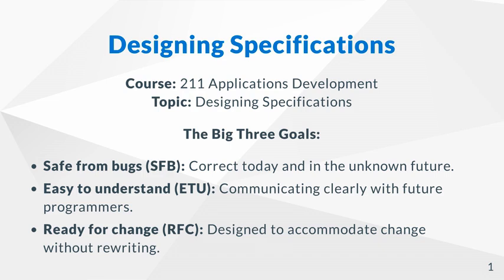As we've discussed before, our work in applications development is always guided by the big three goals: making software safe from bugs, easy to understand, and ready for change. A well-designed specification is the primary tool for achieving these, ensuring that our code is correct today and stays correct in an unknown future while communicating clearly with other programmers.